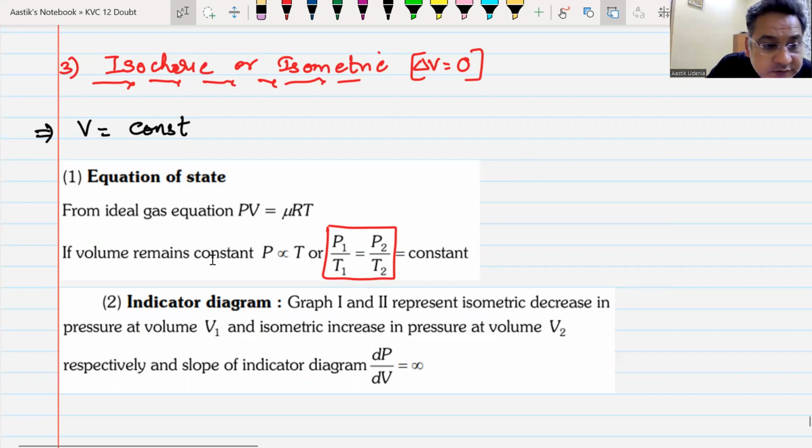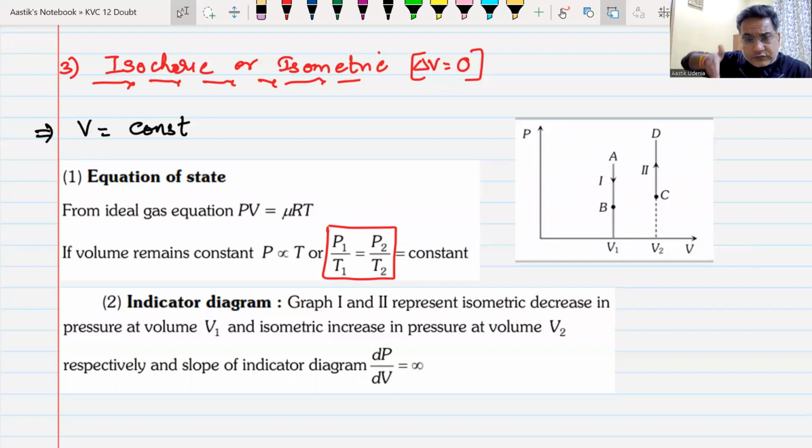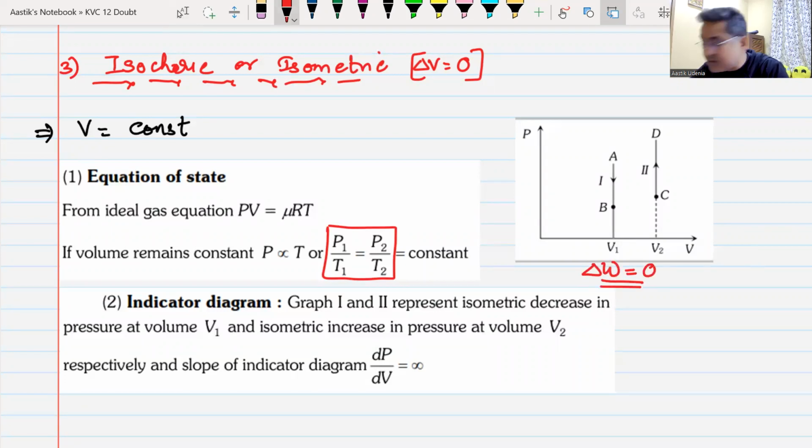The PV graph would be a straight line parallel to the y-axis, and you can see there is no change in volume, so the work done under this process will be zero. Do we understand this? Yes or no? Yes, sir.